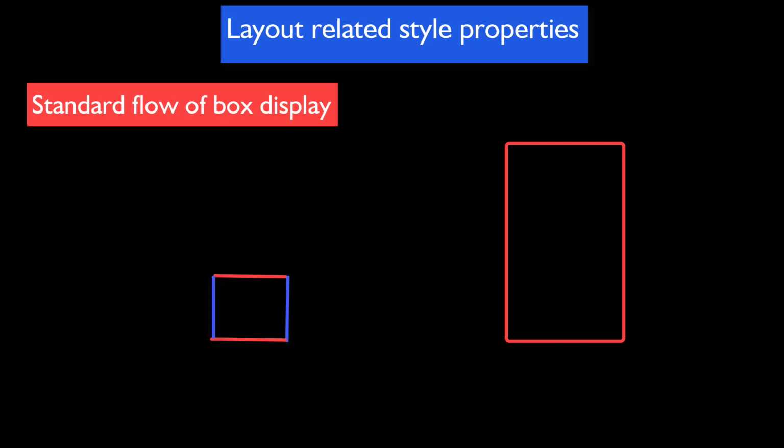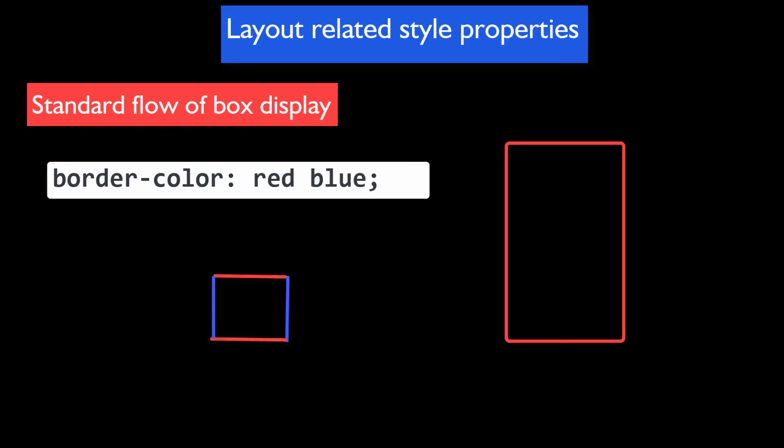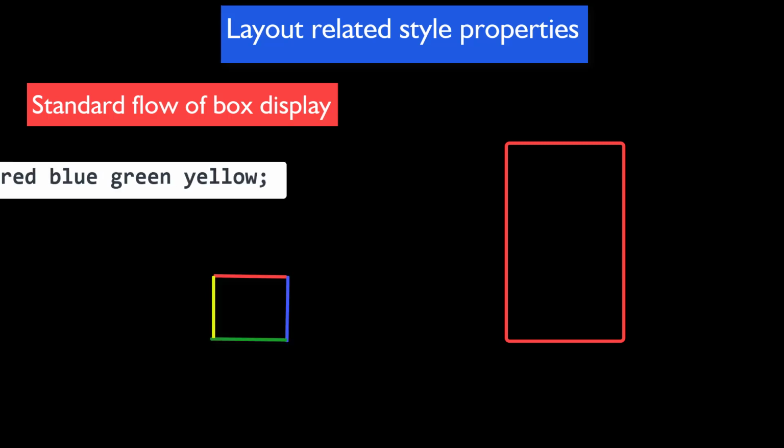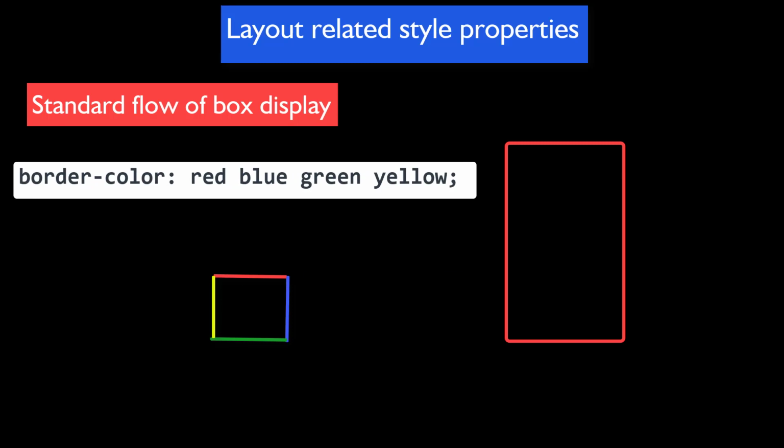If 2 values are specified, the top and bottom are set to the first, and the left and right are set to the second. If 3 values are specified, the top is set to the first value, the sides are set to the second value, and the bottom is set to the third value. If 4 values are specified, they are set to the top, right, bottom, and left, respectively.